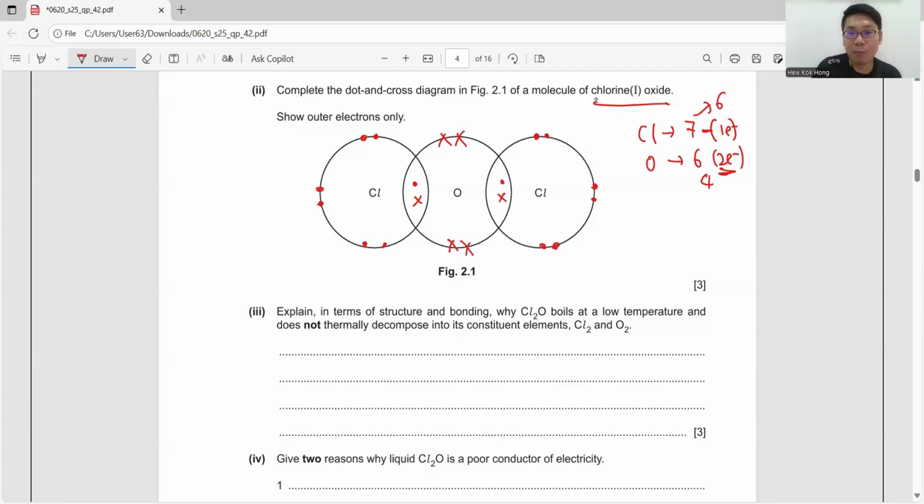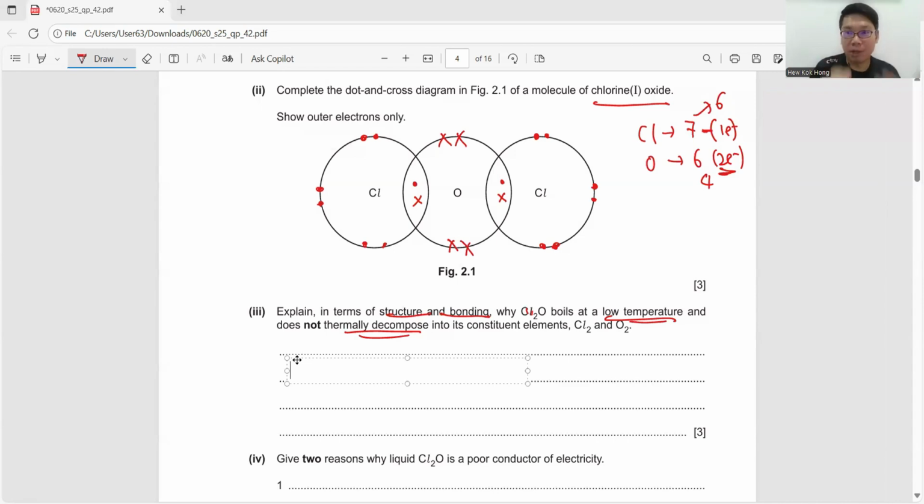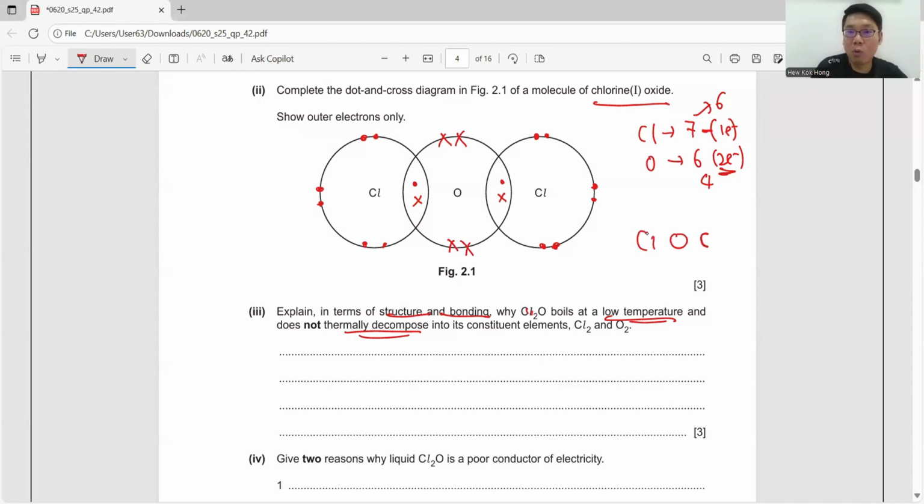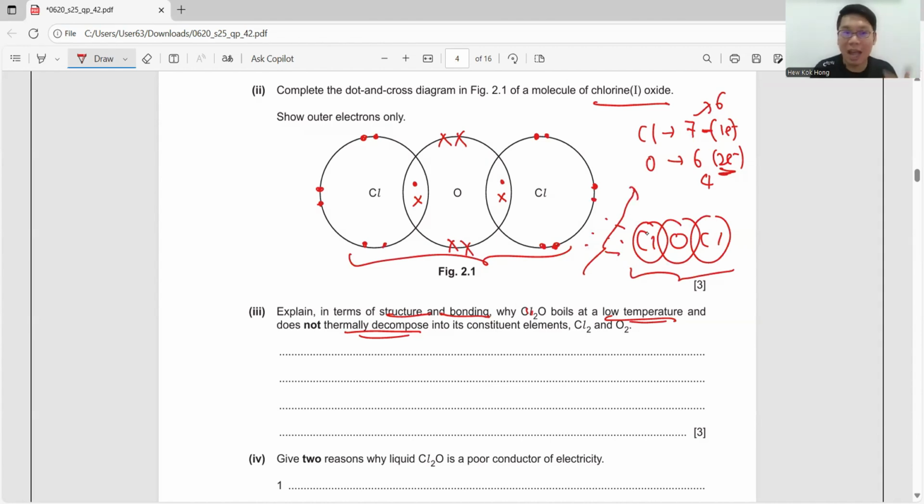Explain in terms of structure and bonding why Cl2O boils at low temperature and does not thermally decompose into this. First, for the low boiling temperature, when we talk about boiling point, we need to know this is a simple covalent structure. So between this molecule and this molecule, there are weak intermolecular attractions. These weak intermolecular attractions need a small amount of energy to overcome. That's why the boiling point can be low.